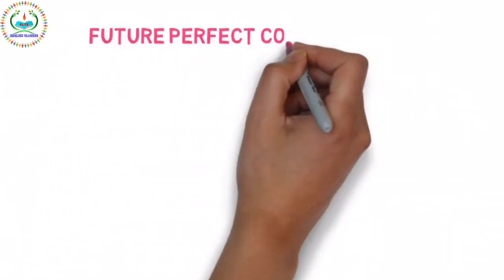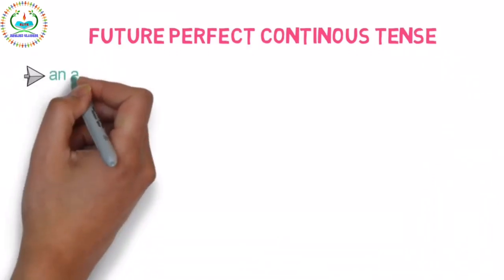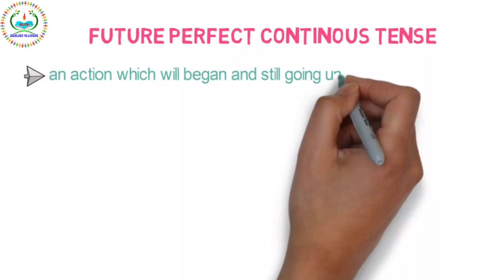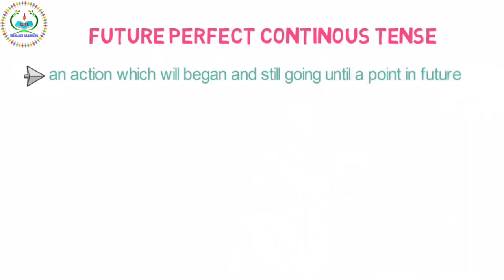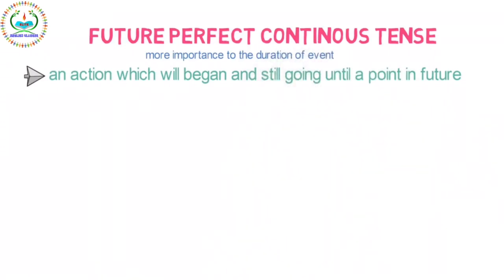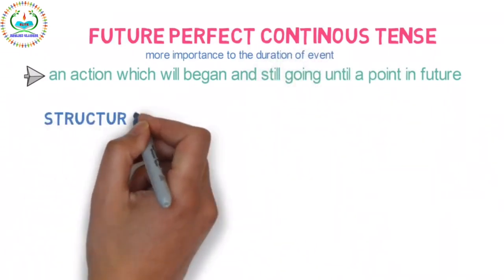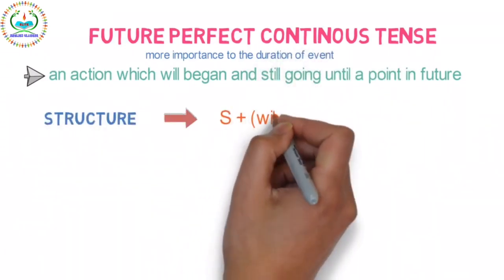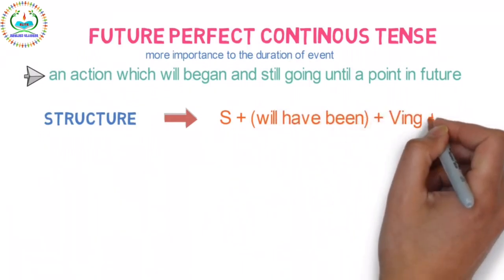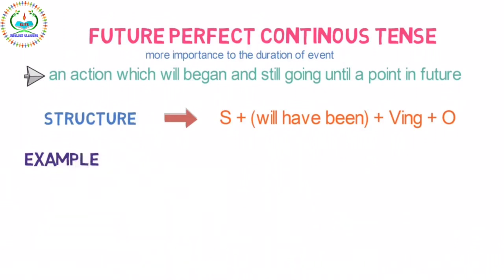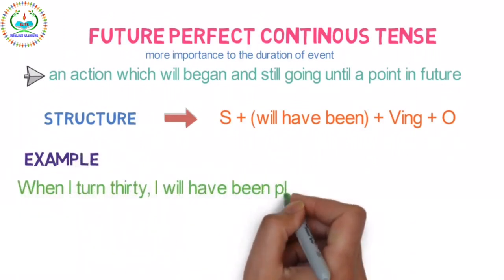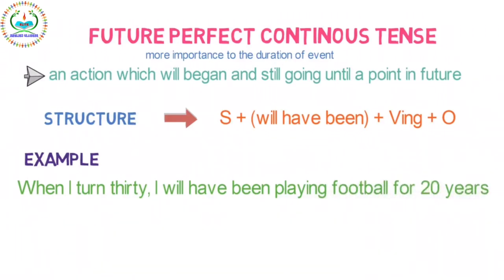Future perfect continuous tense. It refers to an action which will begin and still going on until a point in future. Here also the duration of event has more importance. Structure of it is subject plus will have been plus verb's ing form plus object. For example, when I turn 30, I will have been playing football for 20 years.